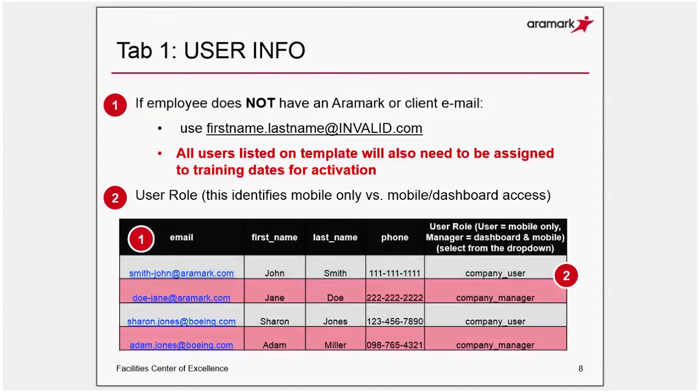For the user role, column E, select user if they only need the mobile app to perform mobile inspections. Select manager if they need the mobile app access and access to dashboard reporting, which is available through your computer.